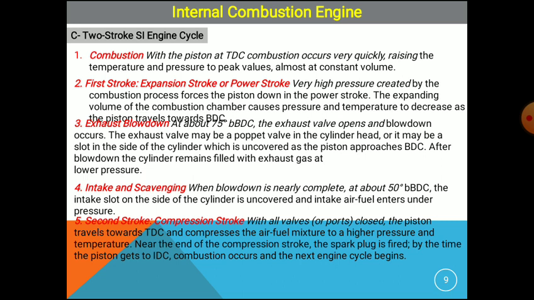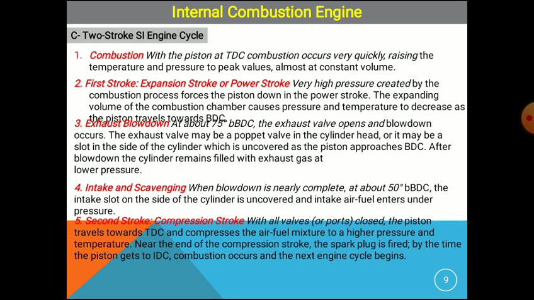Similarly, the two-stroke SI engine cycle: combustion with the piston at the top dead center occurs very quickly, raising the temperature and the pressure to peak values almost at constant volume. The first stroke, that is the expansion stroke or the power stroke, is observed here. The very high pressure created by the combustion process forces the piston down in the power stroke. The expanding volume of the combustion chamber causes the pressure and the temperature to decrease as the piston travels towards the bottom dead center.